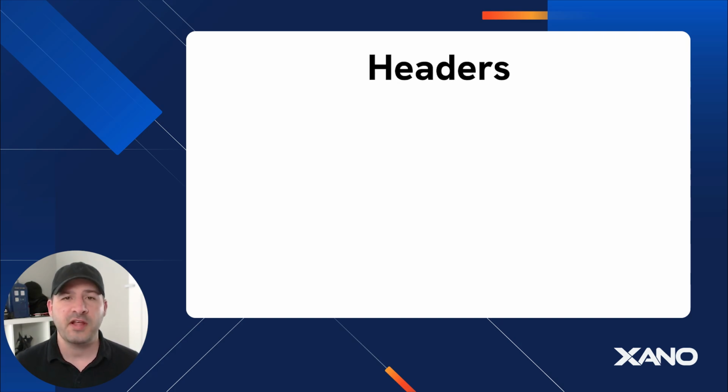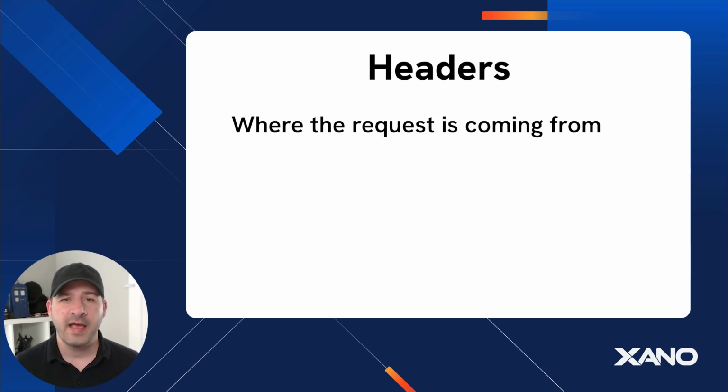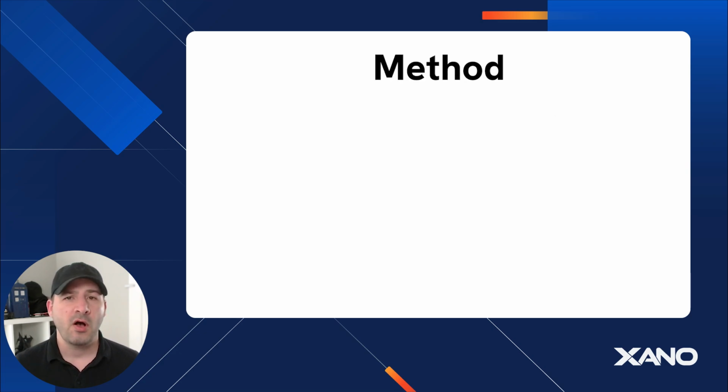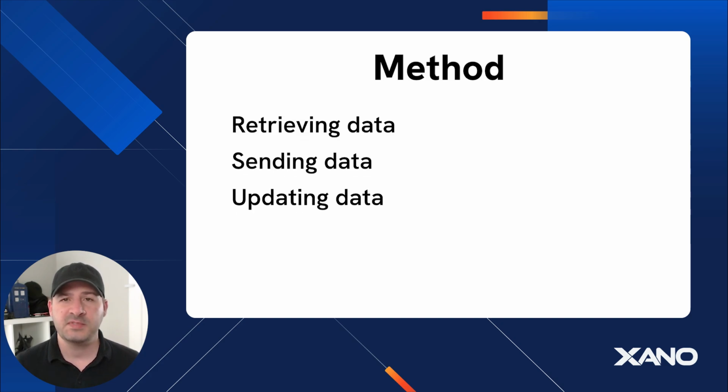Headers are the configuration that rides along with an API request. They contain information like where the request is coming from and what type of data it contains. The method, also known as the verb, is assigned to an API to dictate the type of operation the API is designed to complete. These operations could be retrieving data, sending data, updating data, and deleting data.